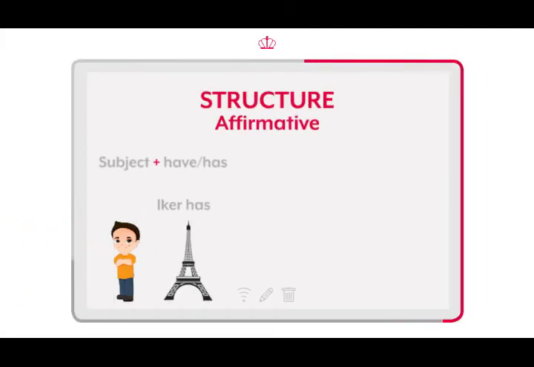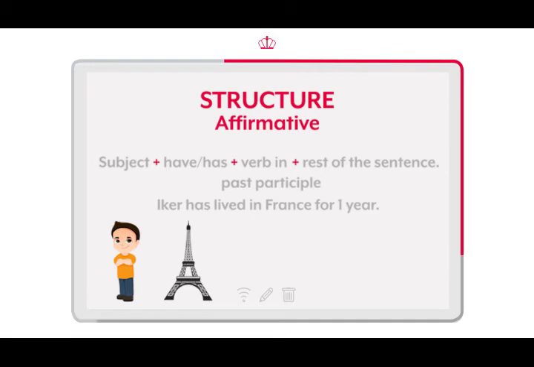As usual, we first have the subject, then we add have or has plus the verb in the past participle and the complement of the sentence. Como es usual, iniciamos con los pronombres. Después agregamos el verbo auxiliar have o has, más el verbo en pasado participio para finalizar con el resto del enunciado.